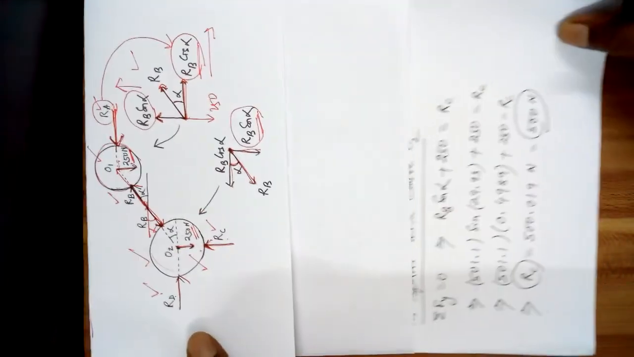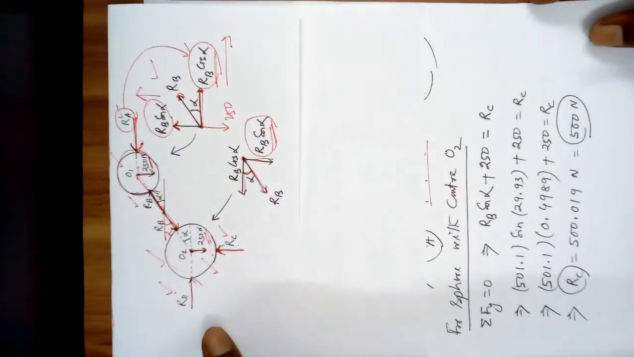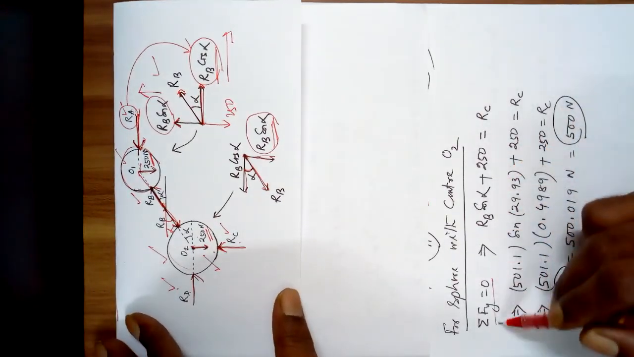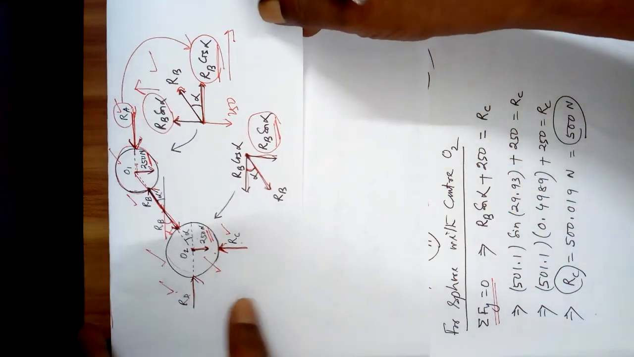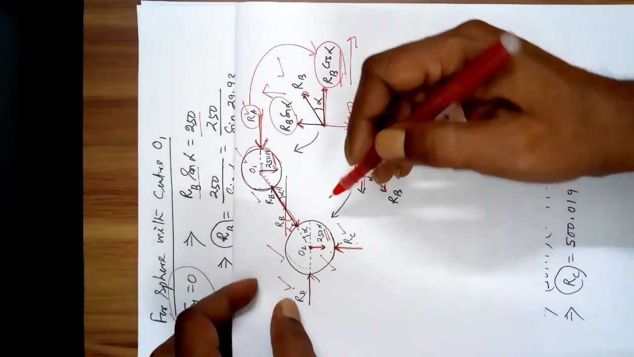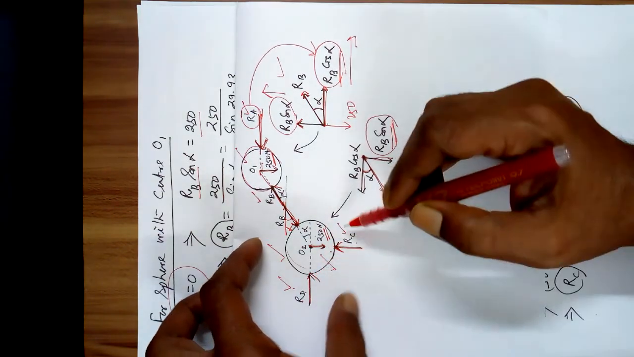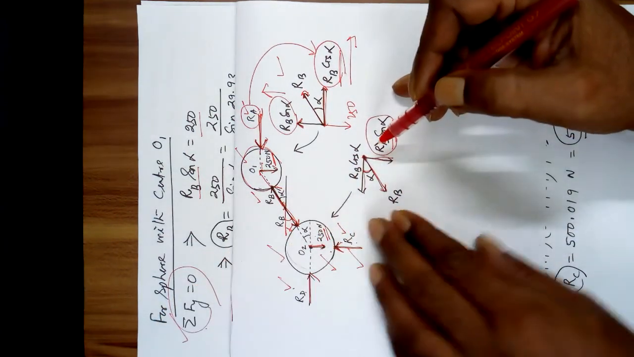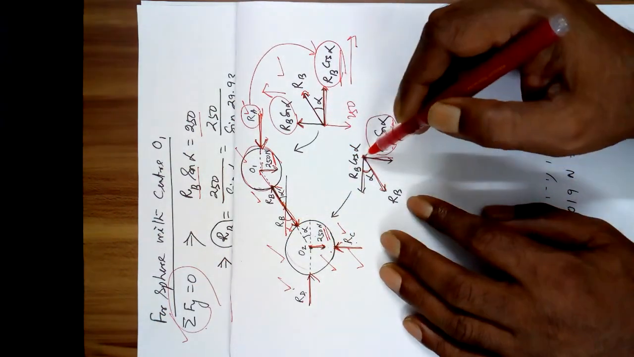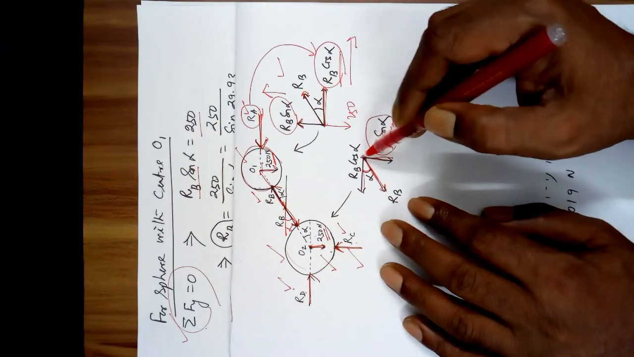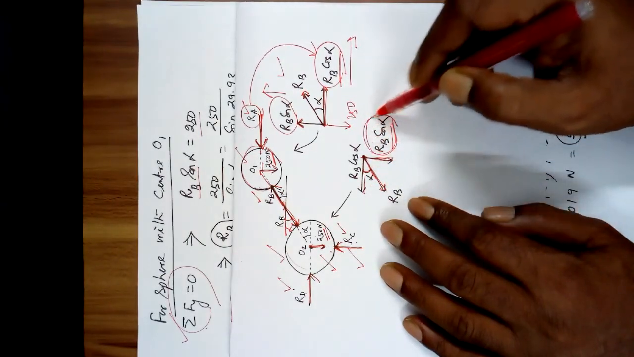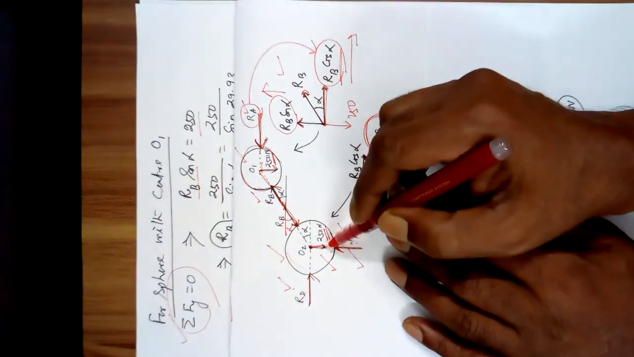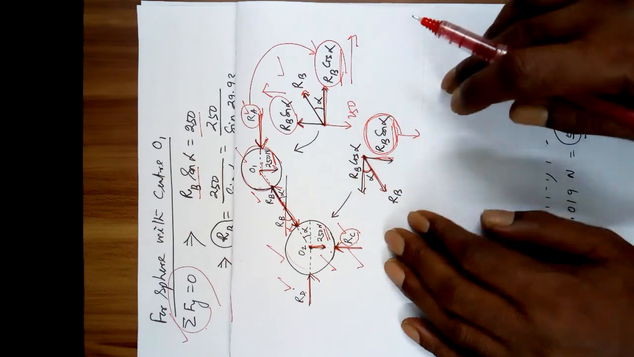Now for the sphere with center O2, let us balance the forces along the y-axis. This is along the x-axis, this is along the y-axis, so we'll consider this. And this point is the same as this, RB sin alpha, RB cos alpha. So along the y-axis, this is downward, 250 is also downward, and RC is upward.